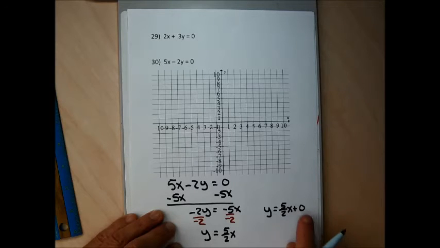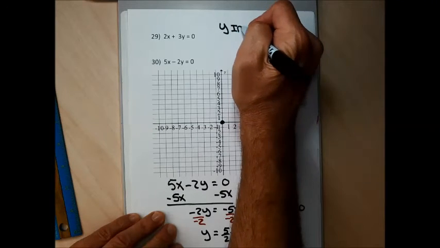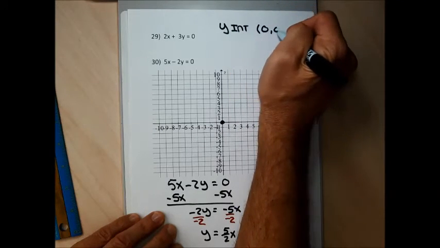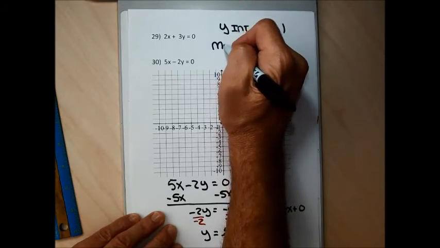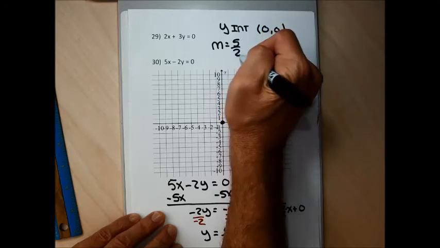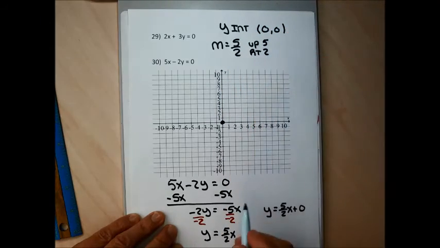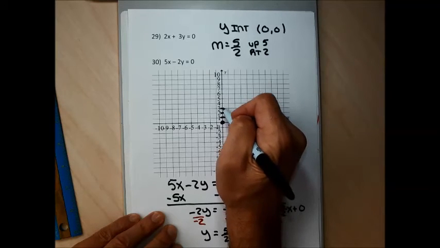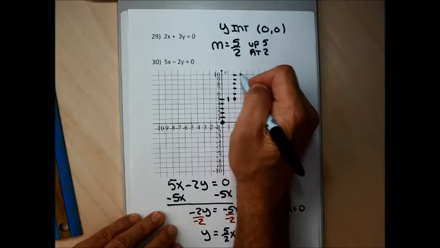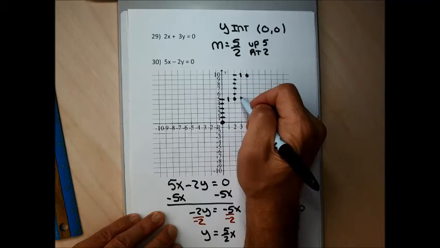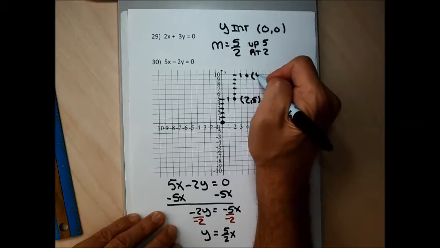And the y-intercept is going to be that (0, 0). So for this graph, the y-intercept is going to be the point (0, 0). There was no number after the x. I inserted that 0. And the slope is 5/2. So I'm going to go up 5 and right 2. So up 1, 2, 3, 4, 5, right 2. Up 1, 2, 3, 4, 5, right 2. This was the point (2, 5). This was the point (4, 10).